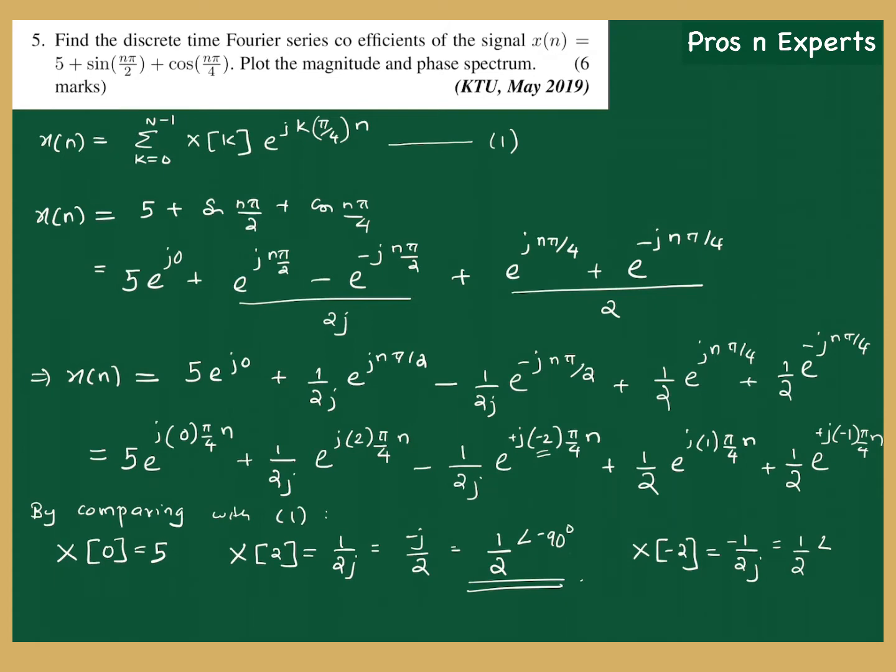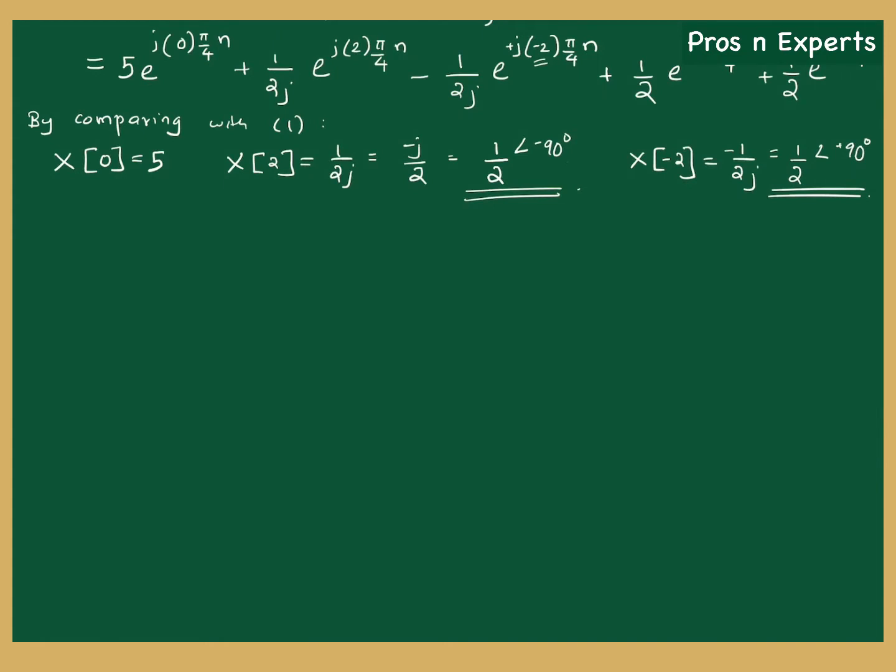You multiply j on both numerator and denominator, you will get j. So what does multiplying with j mean? If it's a scalar, multiplication by j means you are rotating it by plus 90 degree. So angle plus 90 degree. So that is x of minus 2, 1 by 2 angle plus 90 degree. Now let us check this term. Here x of k is 1 by 2 and k is 1. So I can write x of 1 is equal to 1 by 2, that is equal to 1 by 2 angle 0 degree.